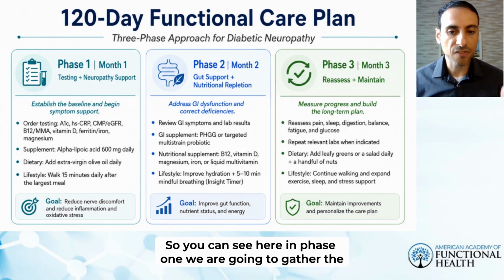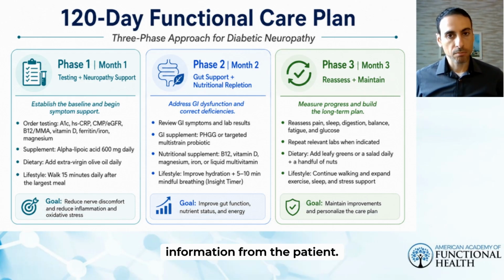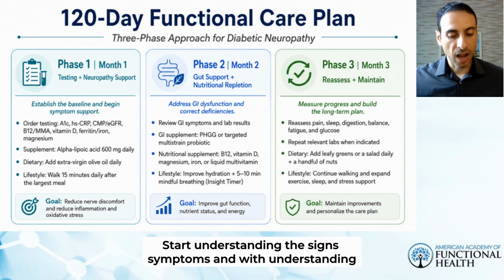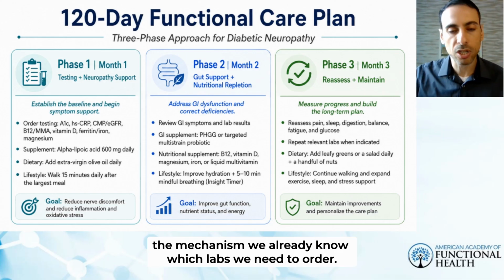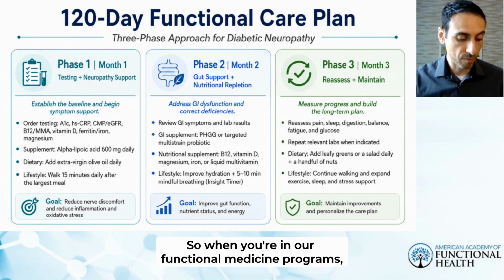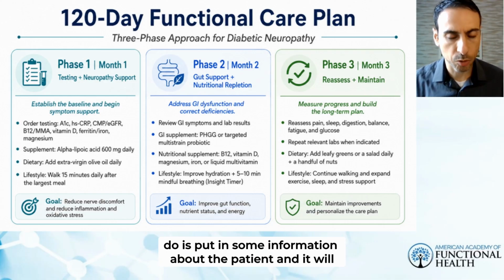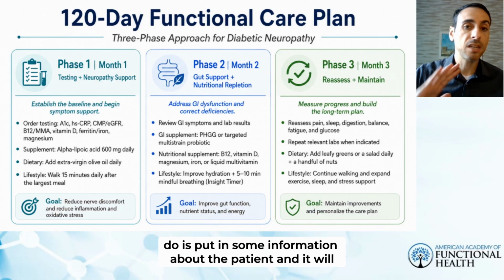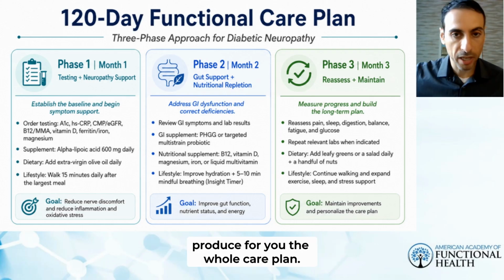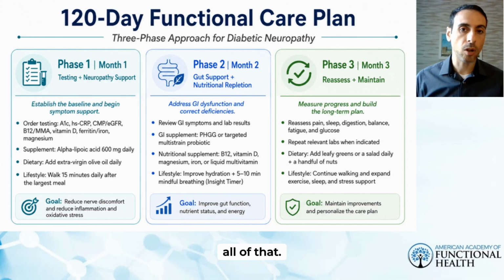So you can see here in phase 1, we are going to gather the information from the patient, start understanding the signs, symptoms, and with understanding the mechanism, we already know which labs we need to order. Now, our functional care AI is already going to help you do that. When you're in our functional medicine programs, you have access to our AI system, which all you've got to do is put in some information about the patient, and it produces for you the whole care plan. So it will show you which labs we would want to look into and all of that.